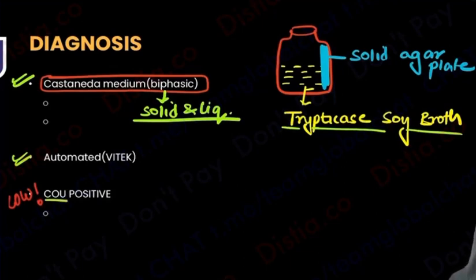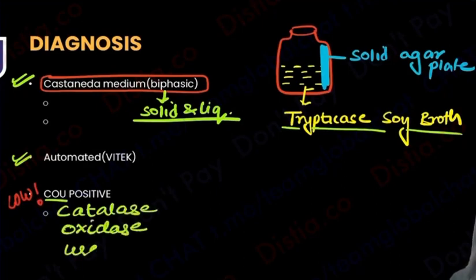And this organism, because it has to do with so many animals: cow, animal, cow positive. Cow beats all the tests. Catalase, oxidase and urease. This is going to be cow positive, cow for an animal. Sorted. How are you going to do that? This is a culture media.